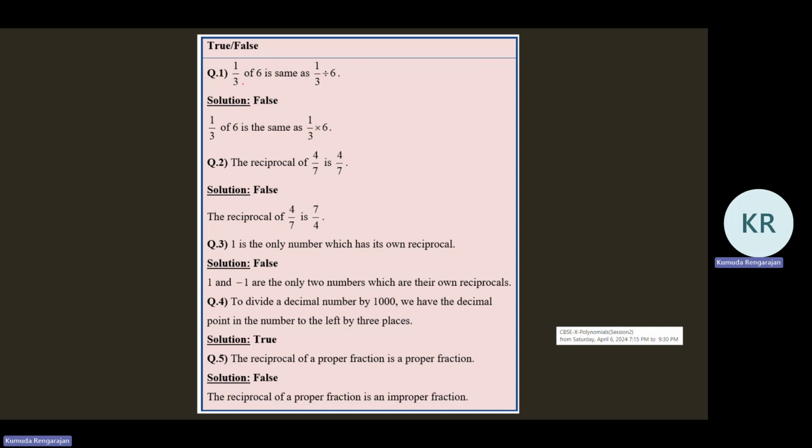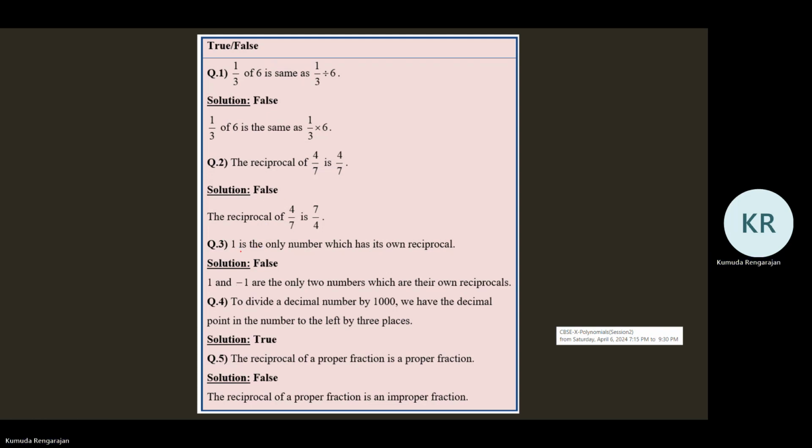So look at this one. 1/3 of 6. You don't get distracted, look at the board. 1/3 of 6 is the same as 1/3 divided by 6. False. Why? Because it means 1/3 into 6. Of means into. What's the reciprocal of 4/7? 7/4. But it's given 4/7. So false.